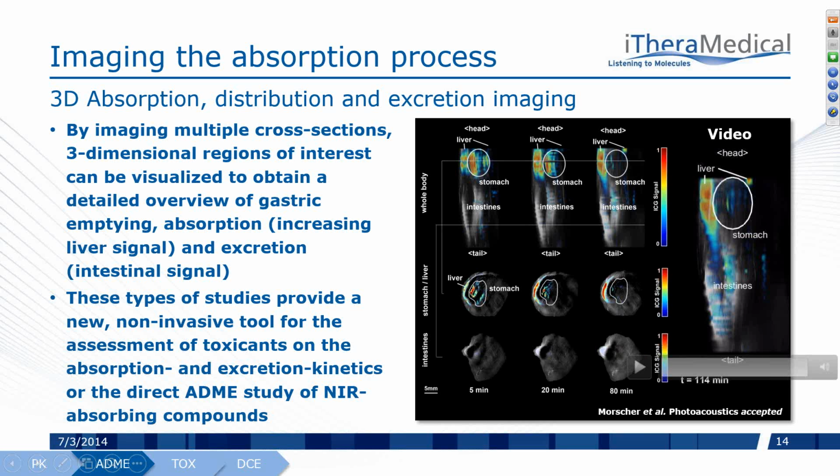This video here shows it as well. So in the beginning there's a lot of signal in the stomach area, which gradually decreases due to the gastric emptying. We can see the excretion in the intestines, but we can also see the absorption and the subsequent uptake in the liver of this ICG compound.